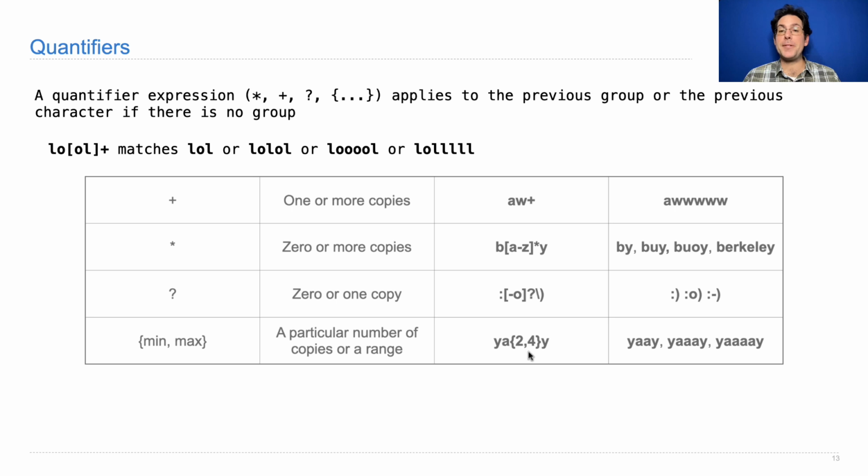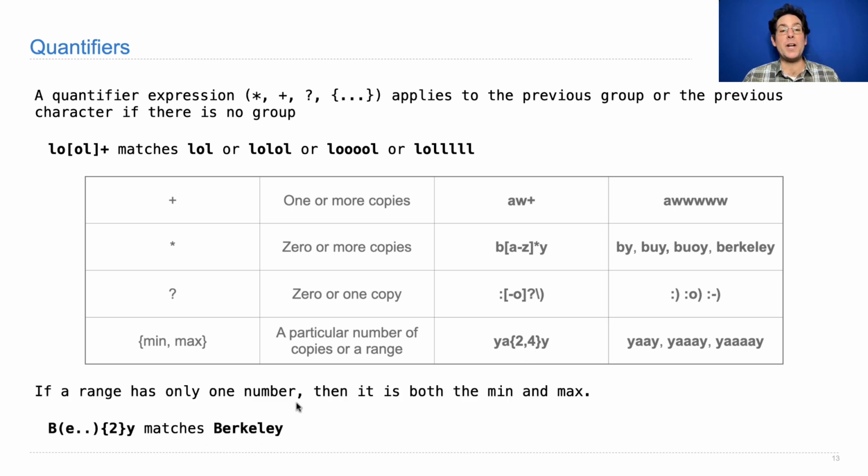If you have 2 numbers, then you go from this minimum to this maximum. If there's only 1 number in the range, then it is both the minimum and maximum. So this says a B followed by exactly 2 copies of a group that starts with E and then has 2 more characters, B-E-R-K, E-L-E, and finally followed by a Y.